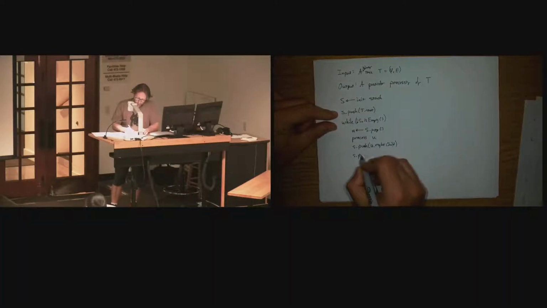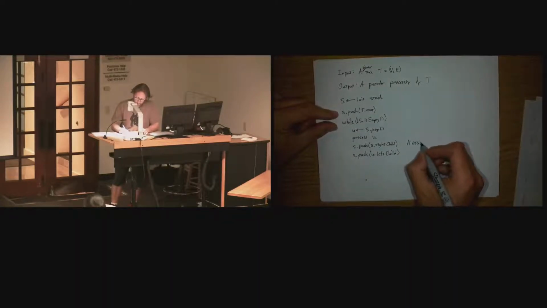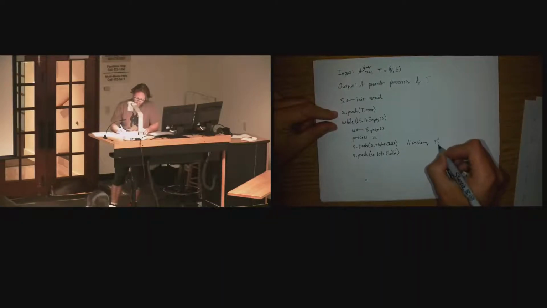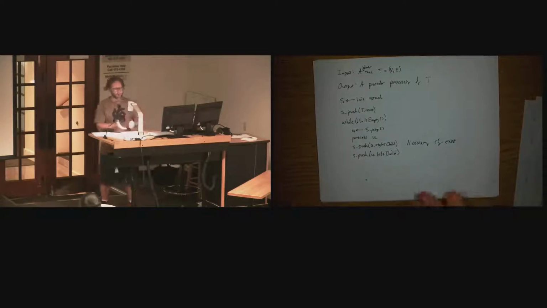S dot push, use left child. Now, both of these, as a comment here, assuming they exist, right? If you actually go to program this, then you're going to have to check, is it null? And if it's null, then don't do anything, right? You're not going to want to push null onto your stack. That's why I'm putting it just in as a comment here, because I don't want to muddy this pseudocode up with a bunch of if-else statements.